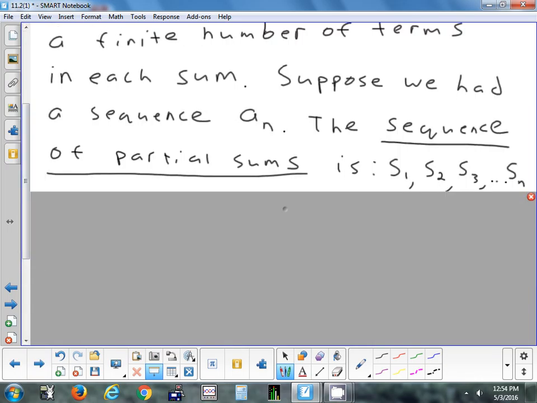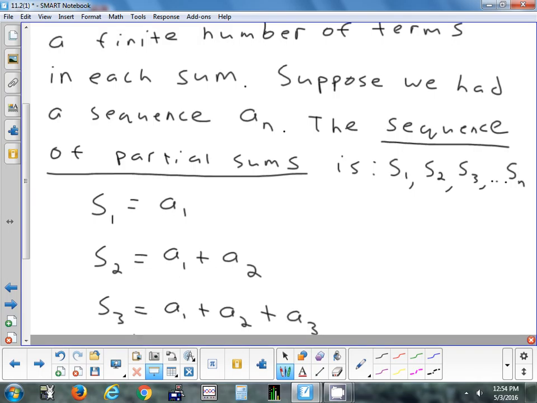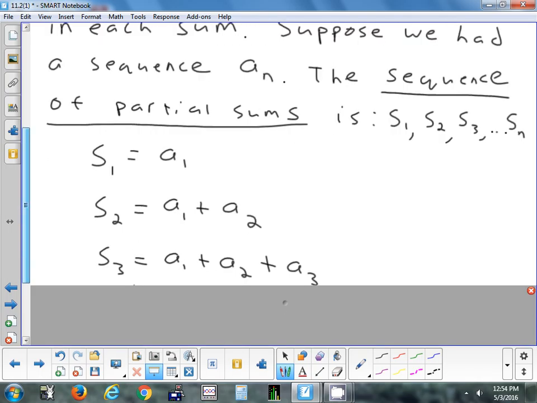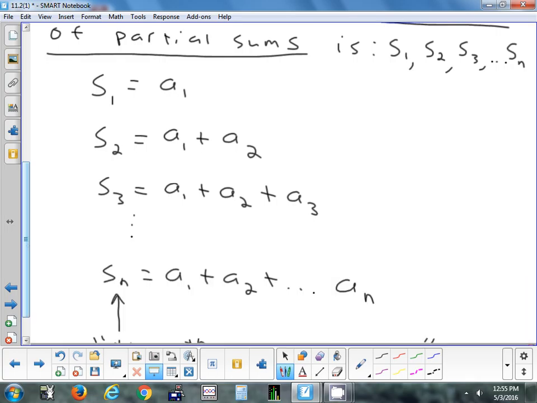So, any questions on what a sequence of partial sums is? Just a sequence where each number is the sum of all the terms in a sequence, up to that number you're looking for. So generically, S sub 1 is the first term. S sub 2 is the first 2 terms in your sequence. S sub 3, sum of the first 3. S sub n, sum of the first n terms.